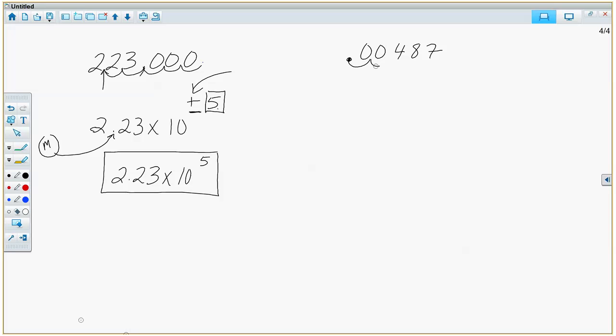All right. 1, 2, 3. 4.87 times 10 to the blank 3. Which way did I move this in my head to get back the way it was? Go ahead. So 4.87 times 10 to the negative 3.